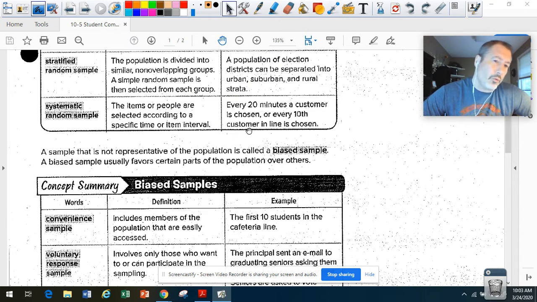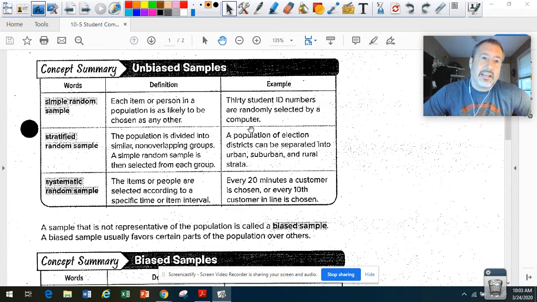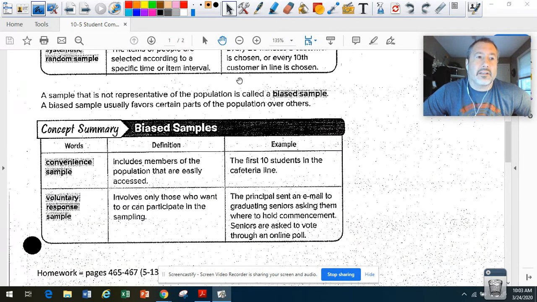We may say, okay, we'll do every 20th, every 30th, every 40th type of person, depending on the size of our population. And that's the person we will get our information from. So these here are the unbiased types of samples. Hey, it's random. Everybody has an equal chance. Unlike when we're dealing with our biased, okay?